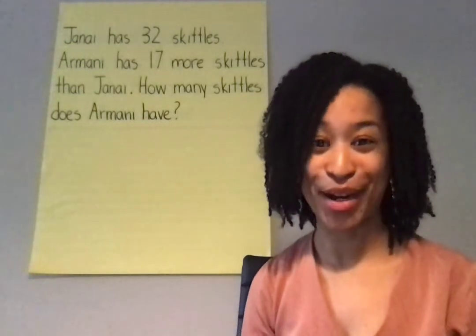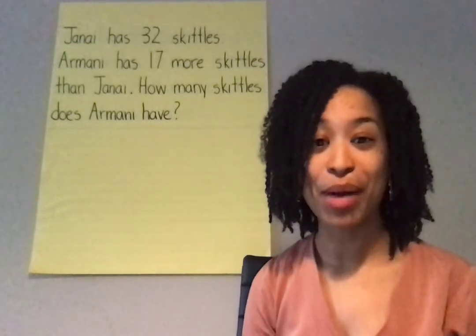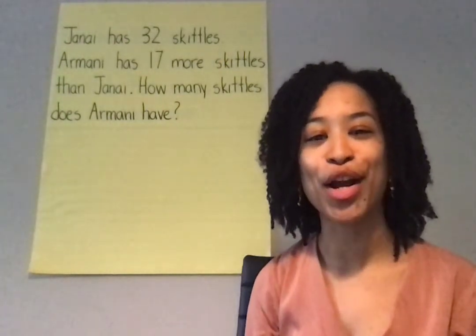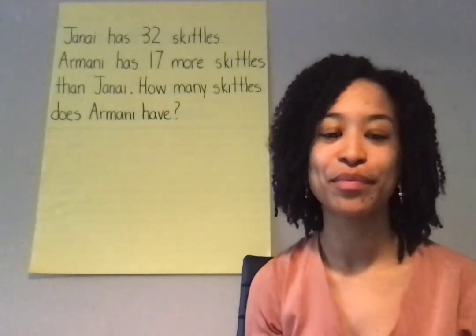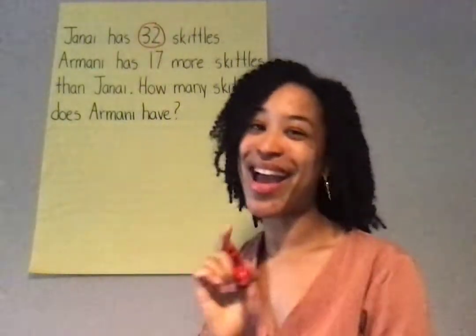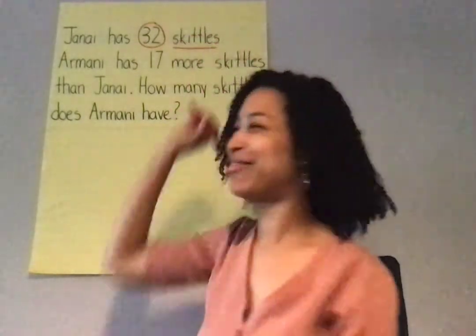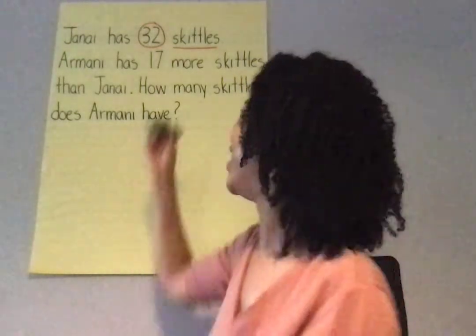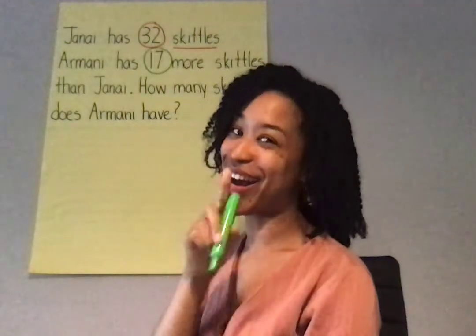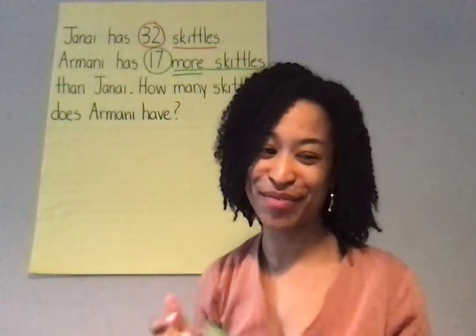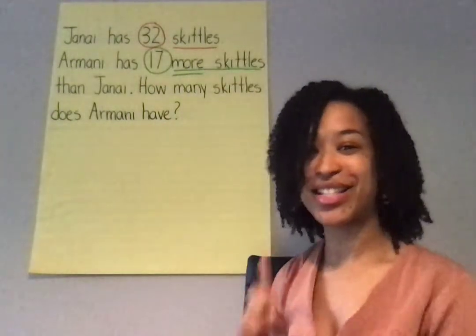Well, first, we know we need to mark it up. When we mark up our story problem, remember that we circle our numbers and underline the units. Go ahead and mark up the story problem. If you circle the number 32 and underline the word Skittles right next to it, give yourself a pat on the back. And if you circle the number 17 and underline more Skittles, I'm going to double underline more Skittles. Go ahead and double underline more Skittles. And then keep your eyes on the screen.